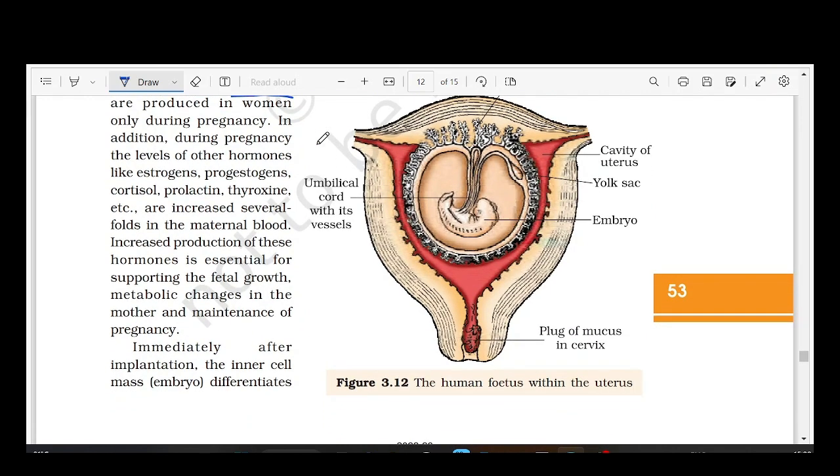In addition, during pregnancy, the level of other hormones like estrogen, progesterone, and yes, this is very, very important, the thyroxine, which helps the differentiation of the developing baby. So the mother's thyroid gland starts producing more and more thyroxine, and if this thyroxine level does not reach a sufficient level, the baby's body would not be able to differentiate, and the baby would be born without hands or without developed legs.